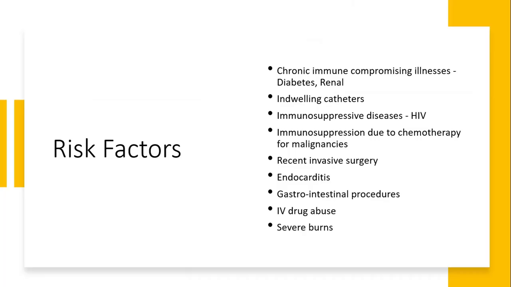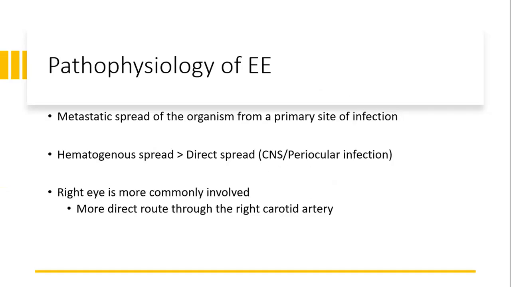The risk factor is basically anything that lowers the immunity of the person, which could be any chronic immune-compromising disease like poorly controlled diabetes, or chronic renal failure. Patients may be undergoing dialysis, and may have indwelling catheters or an AV fistula created for that. Others include seropositive immunocompromising diseases, immunosuppression due to chemotherapy, IV drug abusers, and patients with severe burns.